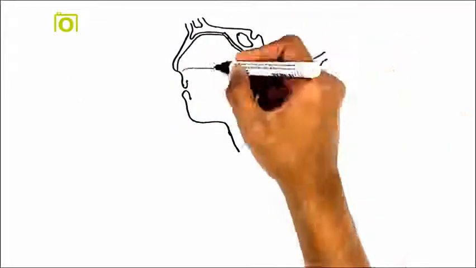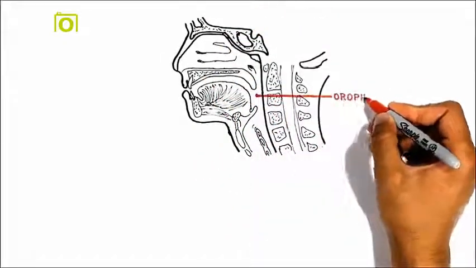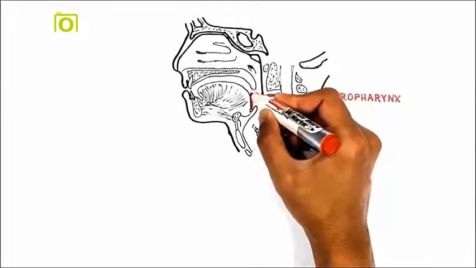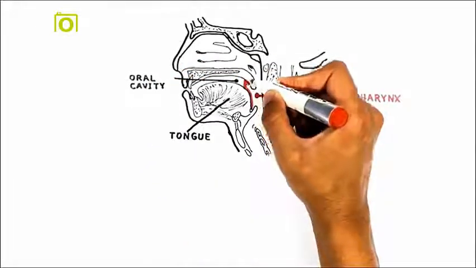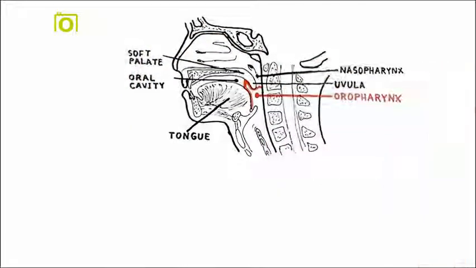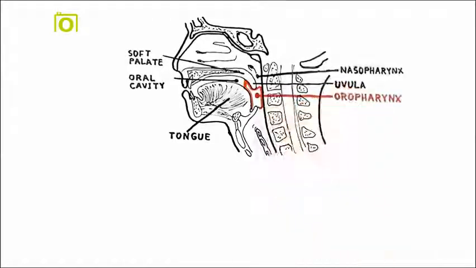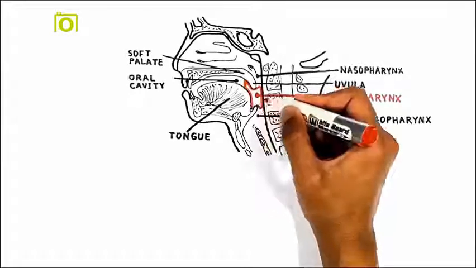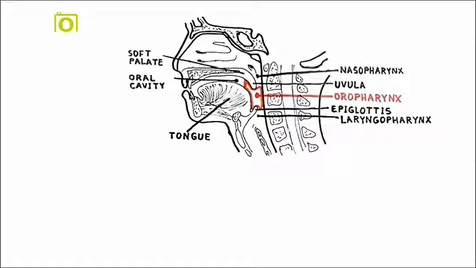The second part of the pharynx is the oropharynx, lying behind the oral cavity here. Anteriorly, it is mainly bordered by the posterior third of the tongue and by the oral cavity, superiorly by the soft palate, uvula, and nasopharynx, posteriorly by the laryngeal muscles lined by mucous membrane, and inferiorly by the laryngopharynx and superior border of the epiglottis. It is the only part of the pharynx that is seen when you open the mouth.